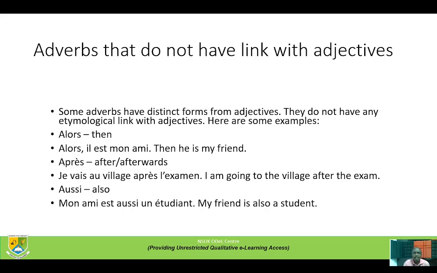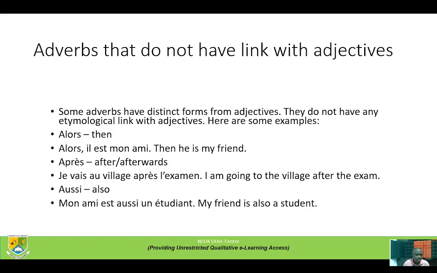Adverbs that do not have links with adjectives. We have some adverbs that do not have links with adjectives. Some adverbs have distinct forms from adjectives. They do not have any etymological link with adjectives. Here are some examples. Alors, it means then. Alors, il est mon ami, for instance. Then, he is my friend.